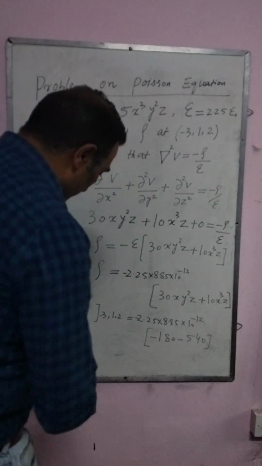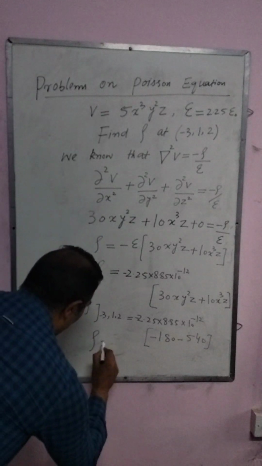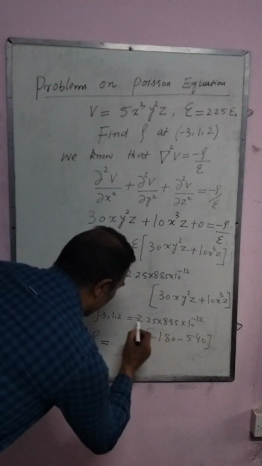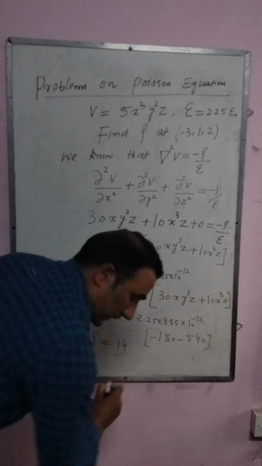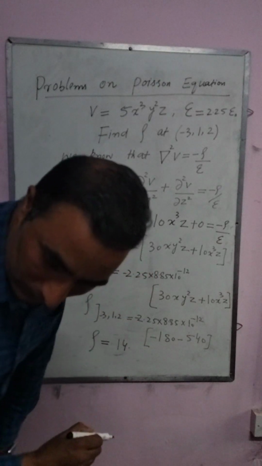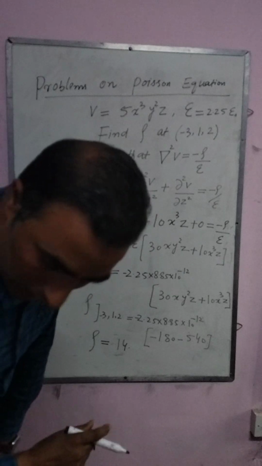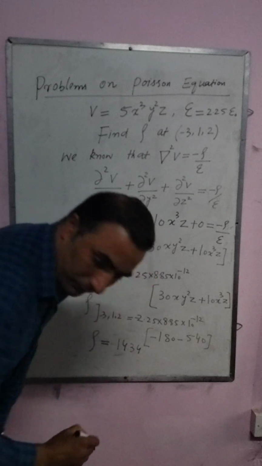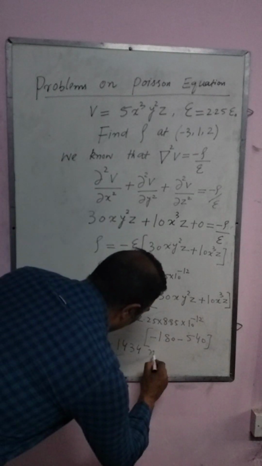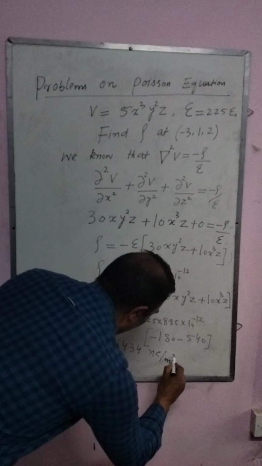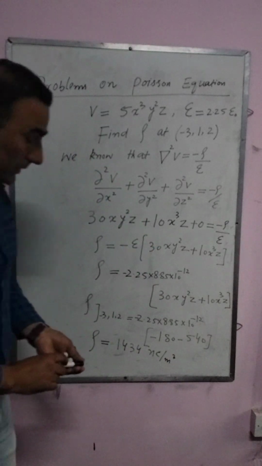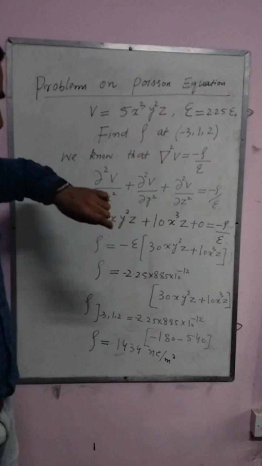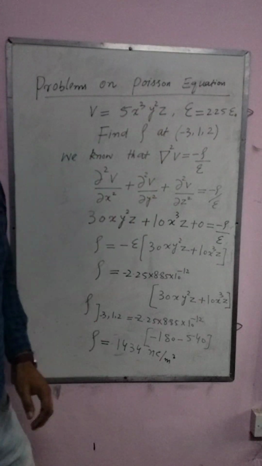So let me write its value. The rho comes out to be 14.3, because minus minus will be plus, so it will be 1434 nanocoulomb per cubic meter, right? So you can calculate the charge density at these points with the given potential, that is 5x cube y square, right?